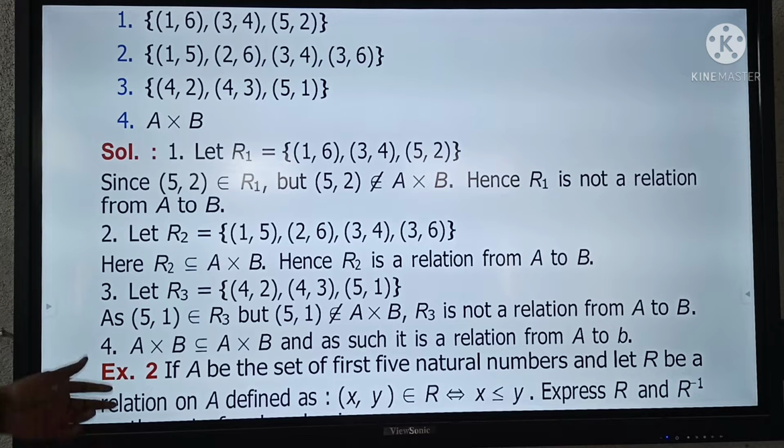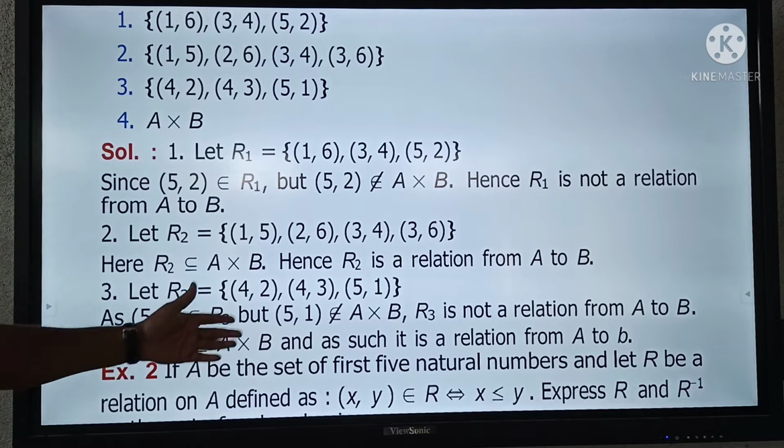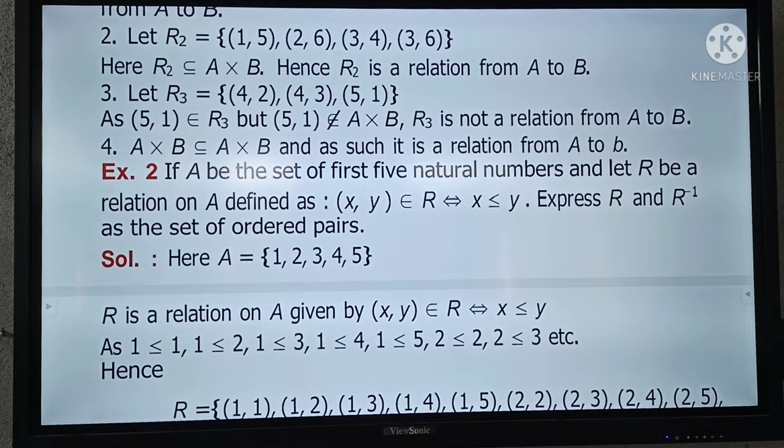It is a subset of B cross A, so it may be a relation, that is, if the relation is from B to A. A cross B is a relation, no problem, because A cross B is a subset of A cross B.